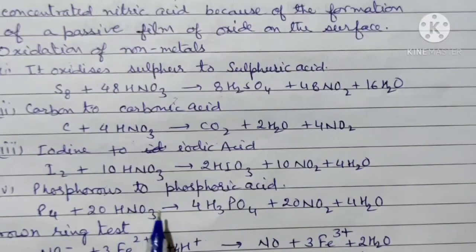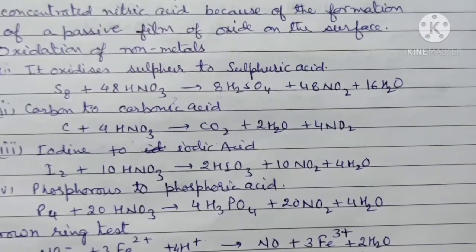Then phosphorus to phosphoric acid. Phosphorus oxidizes with the concentrated nitric acid to form phosphoric acid, nitrogen dioxide and water. So this is the oxidation of non-metals.